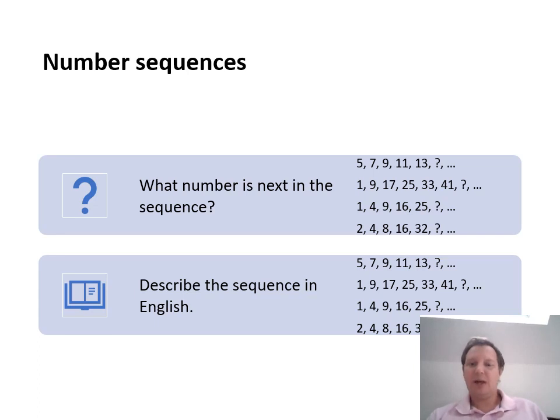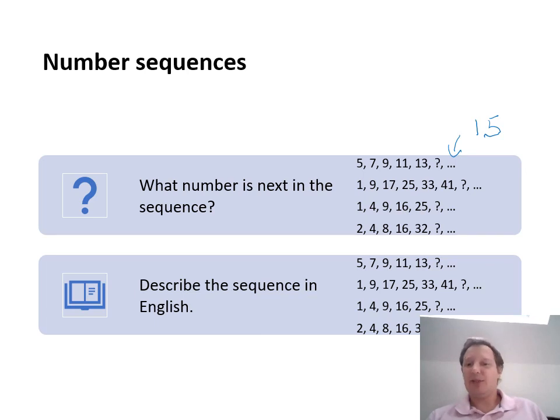So let's look at the first sequence. The numbers are 5, 7, 9, 11, 13. And the next number in this sequence is 15. How would we describe this sequence in English? There are a couple of different ways that we could describe it. One is, for example, that we get the next number in the sequence by adding 2 to the previous number.